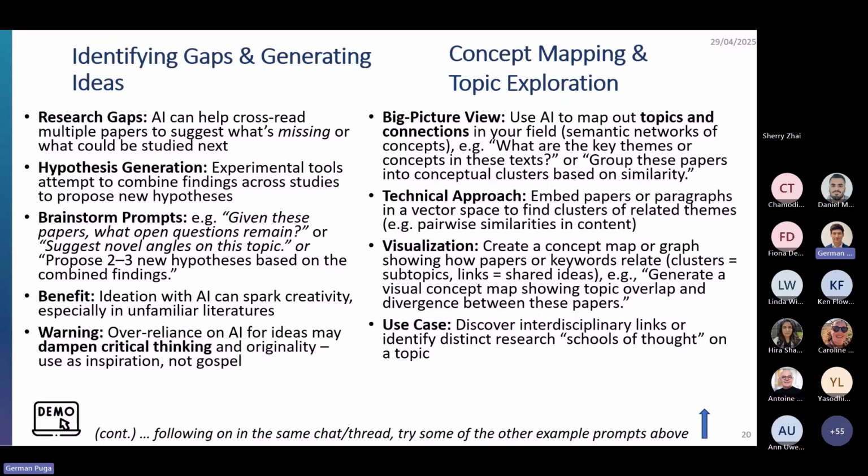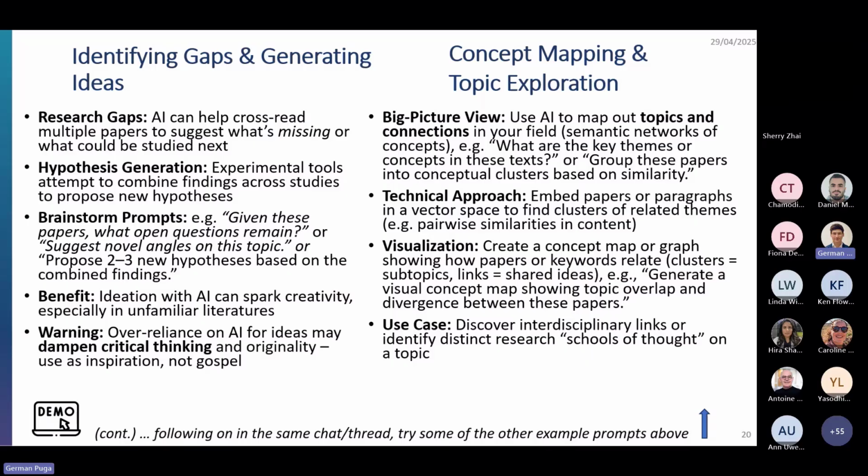Me as an outsider from the agricultural resource economic space, maybe I missed that one, or I see something else that's interesting from more of a behavioural or complexity science lens. Again, my own interaction fluent can help me spark creativity as well. But of course, over-reliance on AI for ideas, at least, maybe dampens your critical thinking or originality. Use it as an inspiration, not as gospel, in that sense.